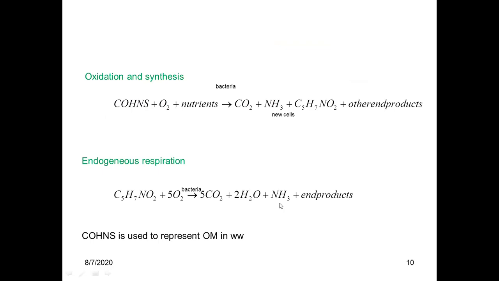So that equation can be categorized into two steps. The first step is oxidation and synthesis. Here, organic matter plus oxygen and nutrients, then microorganisms convert the organic matter into CO2, ammonia, other end products, and C5H7NO2. These are the new cells that we call.